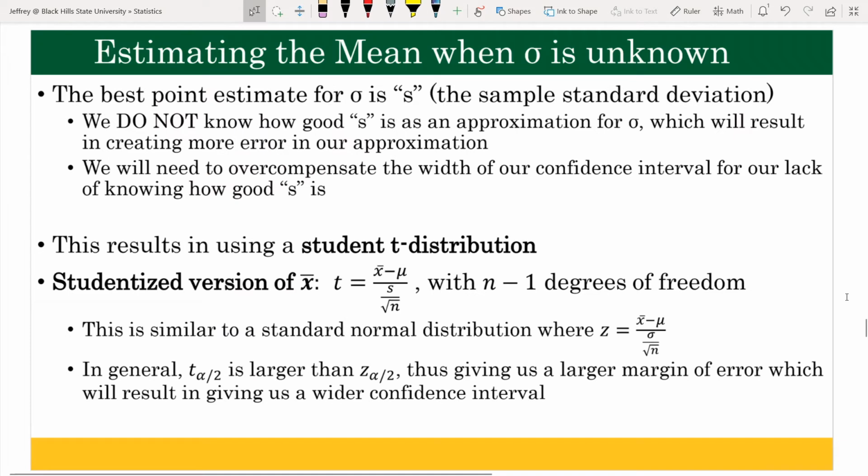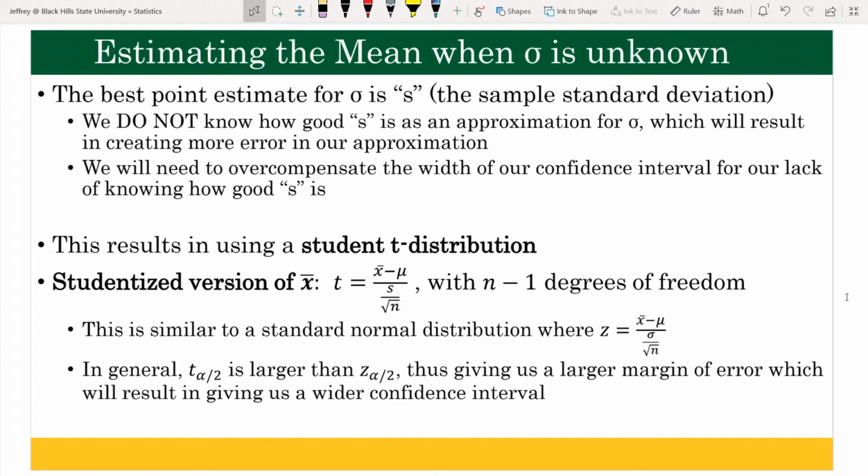Similar to how we would be using x bar, or the sample mean, to estimate the population mean, we're also going to use the sample standard deviation s to estimate the population standard deviation sigma. However, this does introduce some more error, so we do not actually know how good the sample standard deviation is as an approximation for the population standard deviation. So we need to overcompensate the width of our confidence interval for our lack of knowledge of how good s is. And to do this, we're going to use the student t distribution.